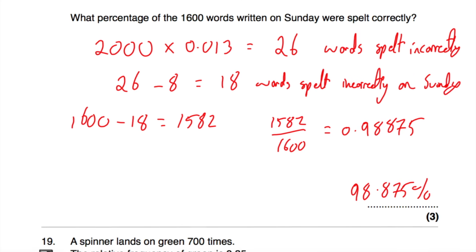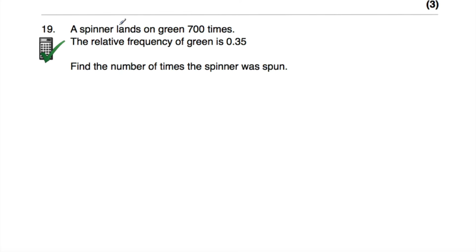Okay, let's look at our next question, question number 19. So question number 19 says, a spinner lands on green 700 times, and the relative frequency of a green is 0.35. And the question says, write down the number of times the spinner was spun.